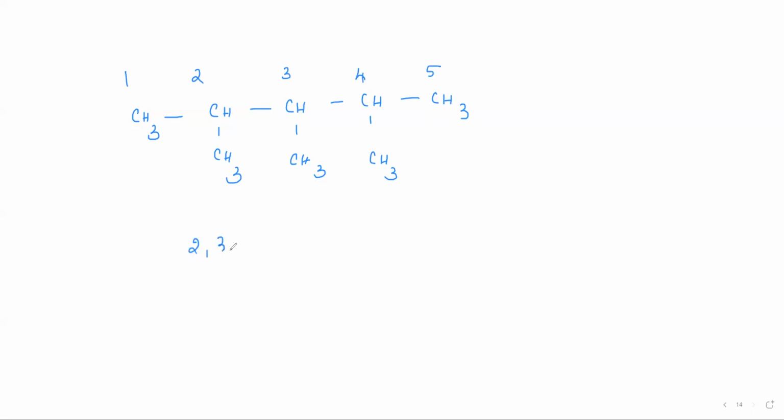Last example, suppose you have CH3 here on the third and on the fourth position also. You have CH3 groups. So 1, 2, 3, 4, 5. Second, third, fourth position. Totally 3 methyl groups. So trimethyl. 2, 3, 4 trimethyl pentane.